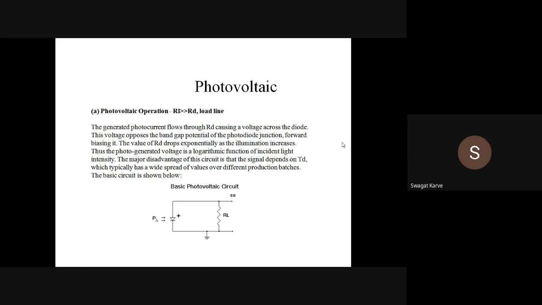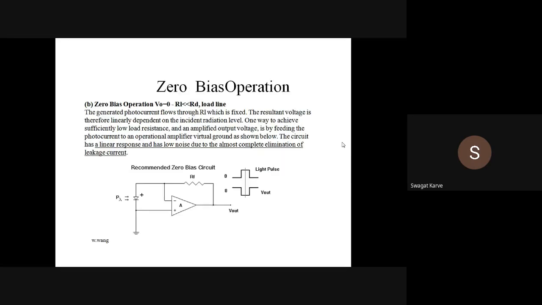Okay, so it's the symbol of photo detectors, similar to the diode, but you can see one condition. Always remember, photo detectors are always used in a reverse bias condition, not forward bias condition, right? Photo detectors are always used in a reverse bias condition, okay, not forward bias condition. So here is a zero bias operation.